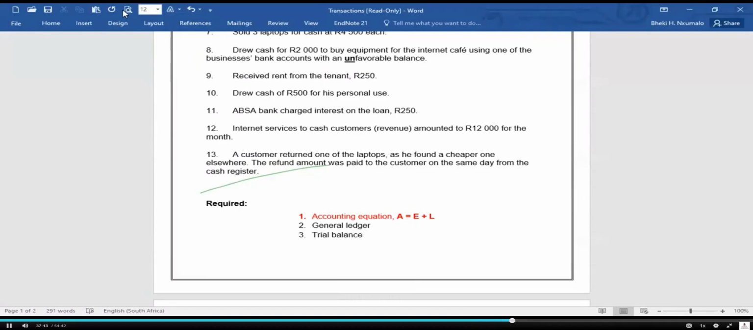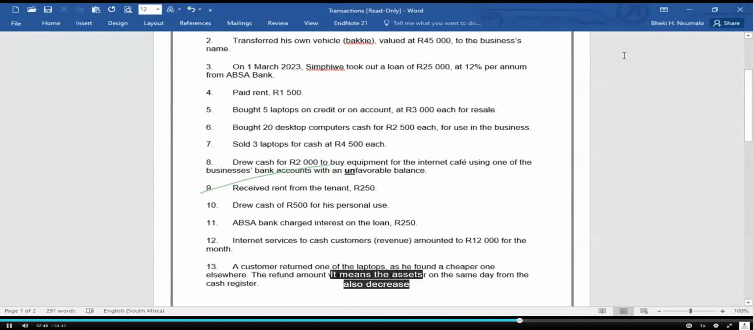Hi. In transaction number 7, where there was a sale of 3 laptops, why didn't inventory decrease? Because he sold. It means the assets also decrease, but there is also cash coming in. So why did you use the equation?